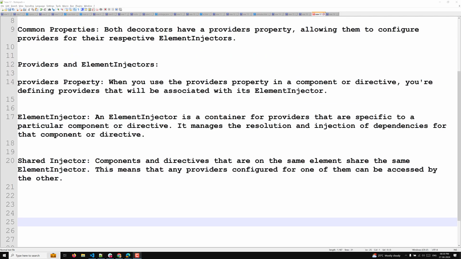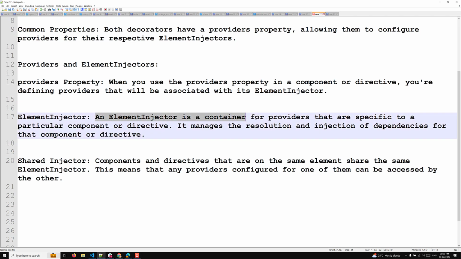Next we will try to learn about the providers and element injectors. Providers property: you already know that in the component and also in the directive we have a special property, the providers property, where you can give the services which are needed for the component injection. When you use the providers property in a component or a directive, you are defining providers that will be associated with its element injector. An element injector is a container for providers that are specific to a particular component or directive. It manages the resolution and injection of dependencies for that component or directive.